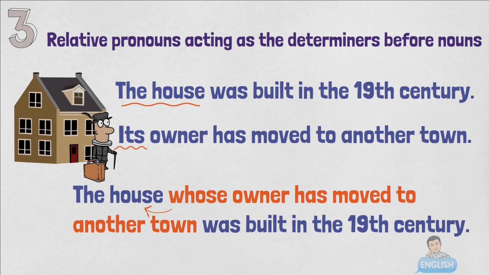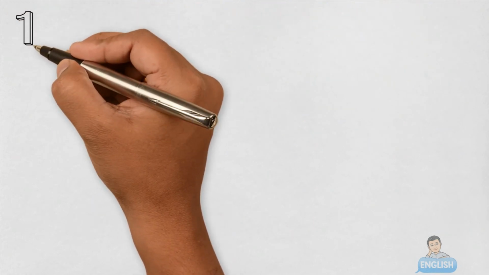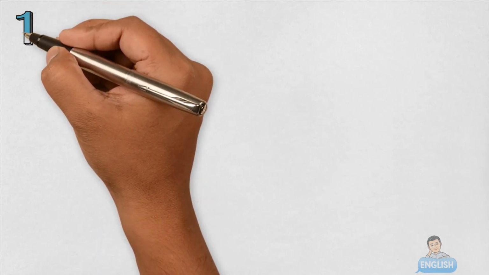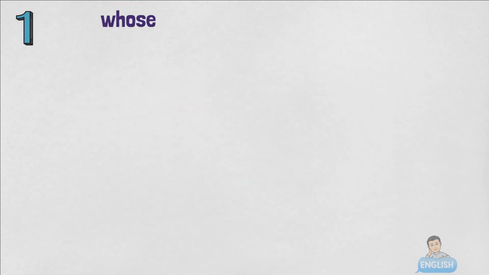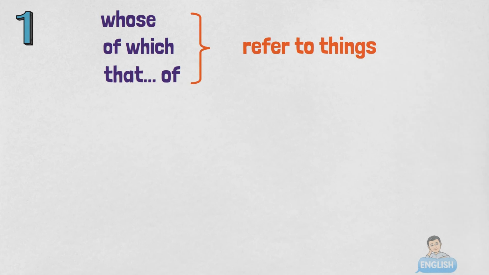Well, before we call it a day, there are 3 more points you should know. Point number 1. Instead of using whose, we can use of which or that of to refer to things. The most common word order is noun, followed by of which, or that of. However, of which, followed by a noun is also possible.